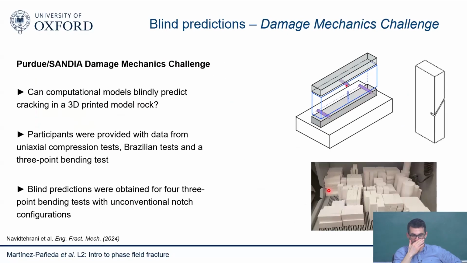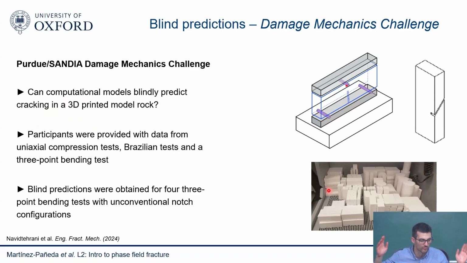Okay, so this is the example that we're going to show. So this comes at the perfect time. There was a workshop last year. It was done by Purdue and Sandia National Labs. And they wanted to test a new 3D printed rock. I think it was similar to Ignium. They didn't tell the workshop participants what this rock was about.